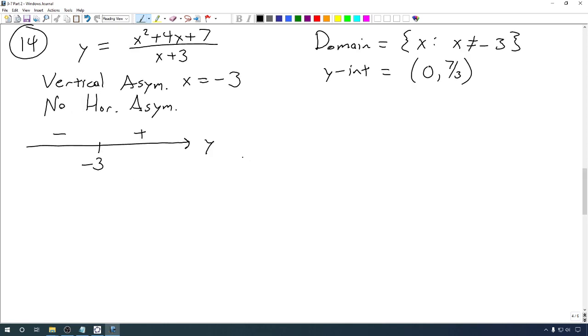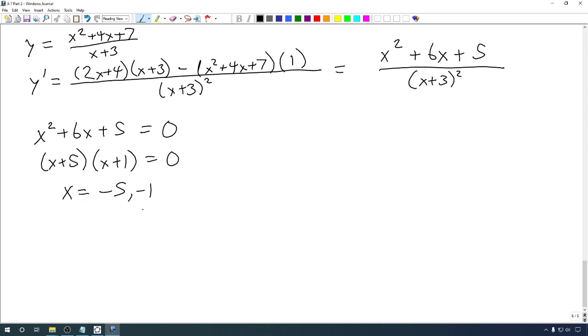So we're going to go ahead and make a number line for the derivative. We're still going to need to include that discontinuity at negative 3, but now we have points of negative 5 and negative 1 on either side of that to make a bigger number line.